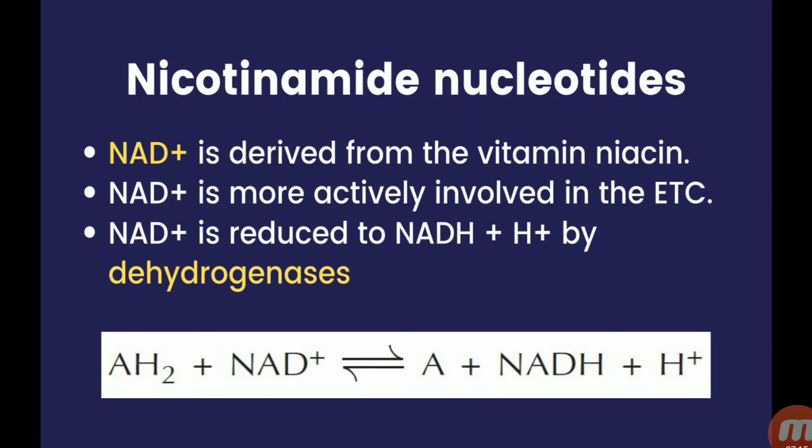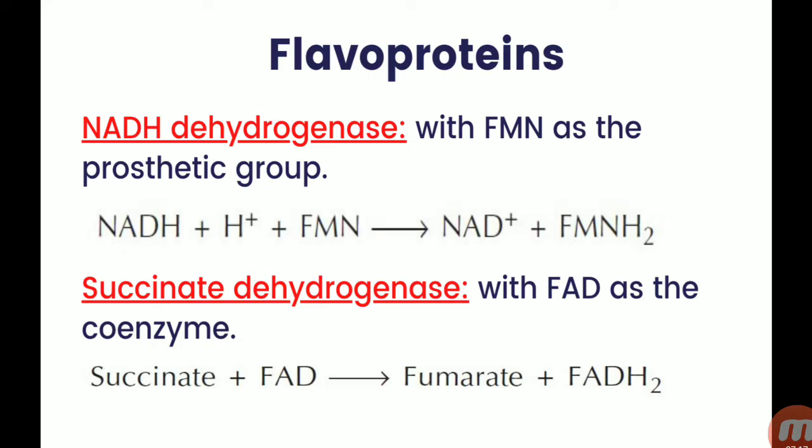Now the second one is the flavoprotein. The enzyme NADH dehydrogenase is a flavoprotein with FMN as a prosthetic group. As written in the reaction, the coenzyme FMN accepts two electrons and a proton to form FMNH2. So when you see the reaction, FMN is ultimately converted to FMNH2.